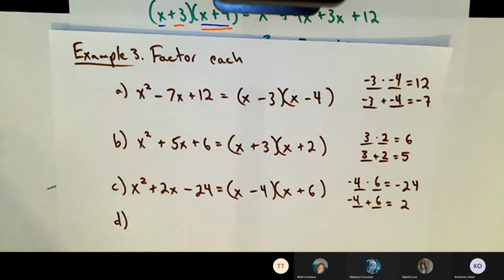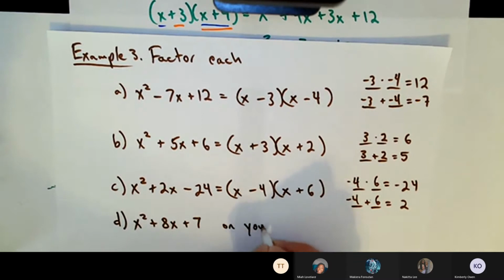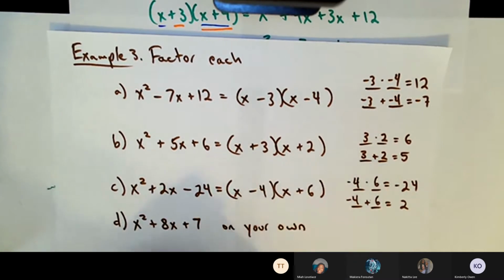Let's see, where am I going to perfect squares? No. Here we go. All right. x squared plus 8x plus 7. This is one for you to try on your own. And then let's do x squared plus 2x minus 15.